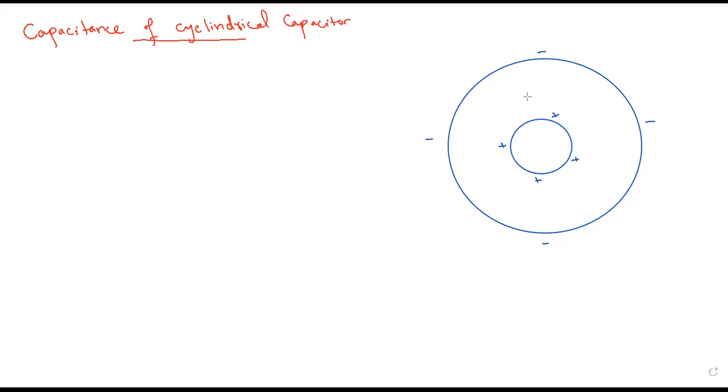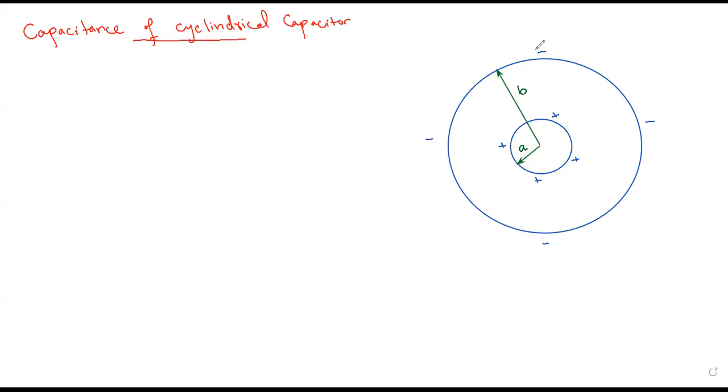So suppose this is the central point. If this is the central point, then I can say that this is the radius of the inner circle, and this would be the radius of the outer circle. So let me call the radius of this inner circle A, and this will be B. These are just notations. You can change them as you want.